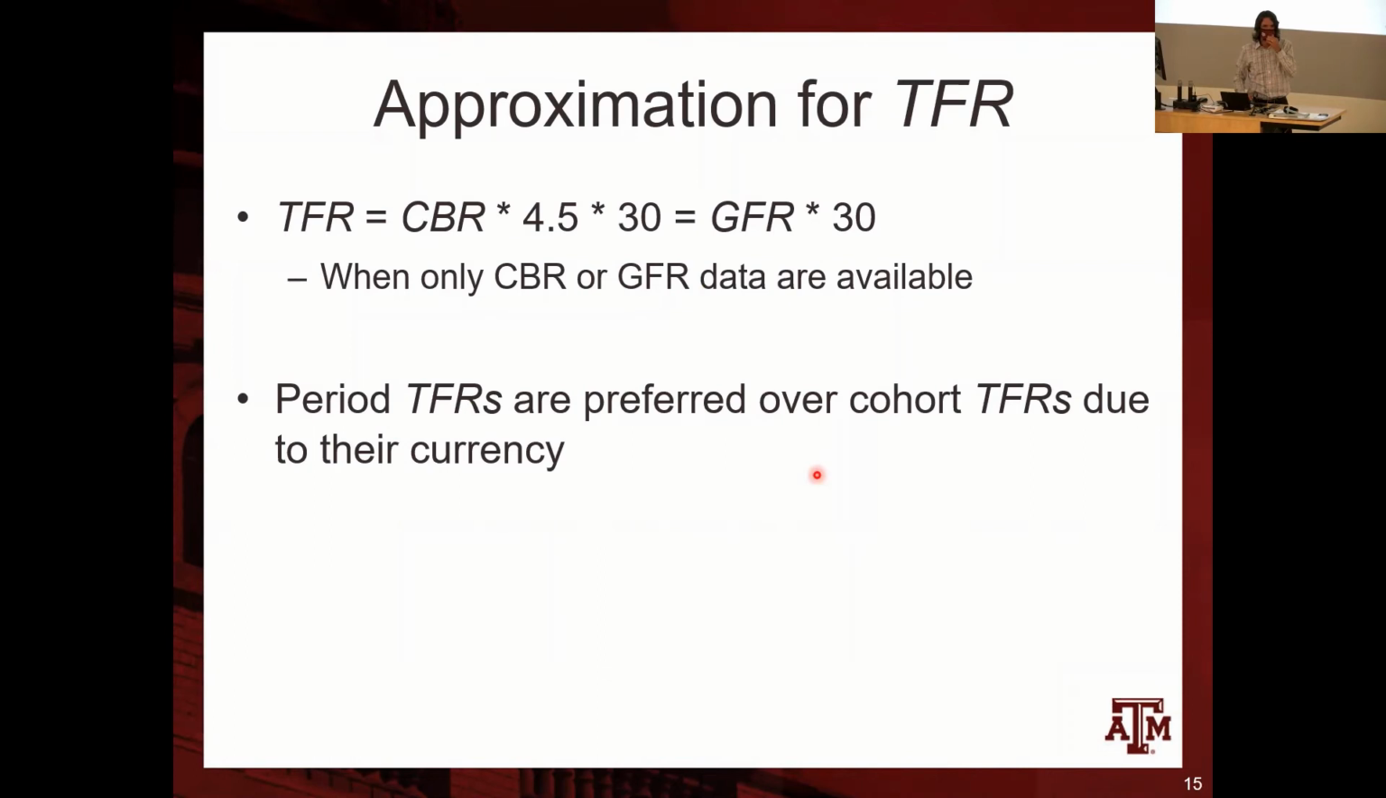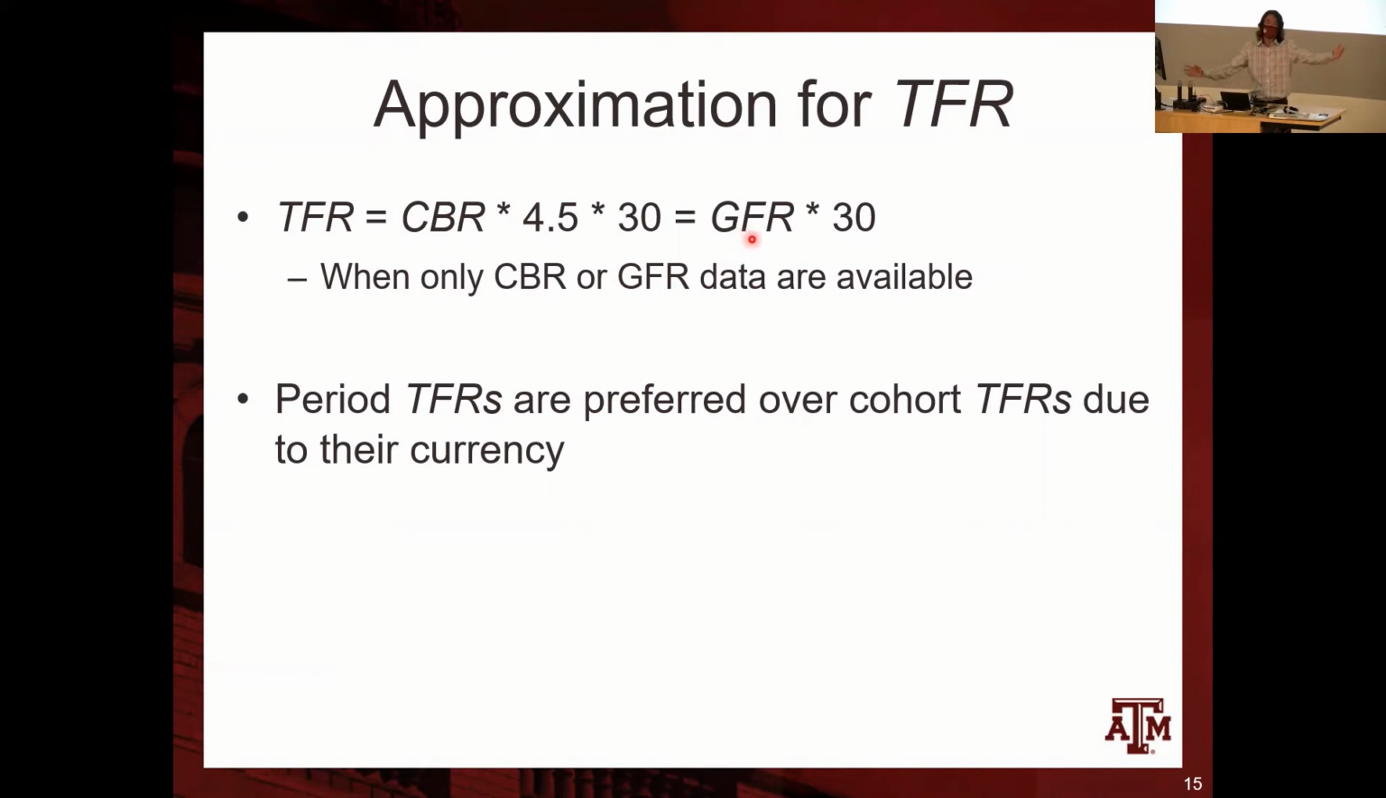Let's say that I don't have data about births and about the women population for each one of these 5-year age groups. So let's say that I have data only for the overall number of births and the overall population. So I just have the crude birth rate. One way to approximate the total fertility rate is to multiply the crude birth rate by 4.5 and then by 30. The crude birth rate times 4.5 is exactly the general fertility rate that we saw before.